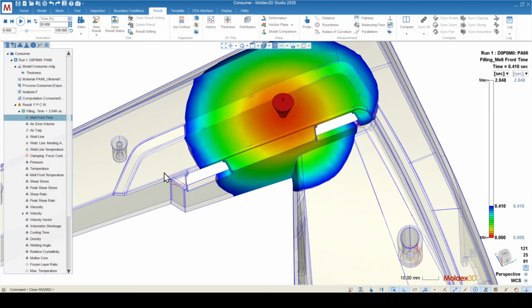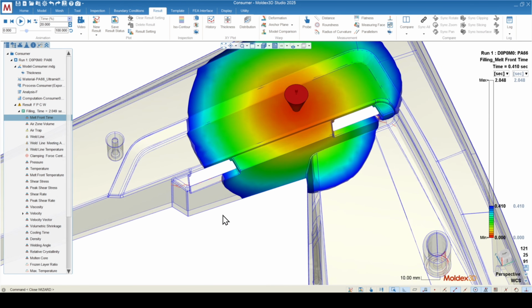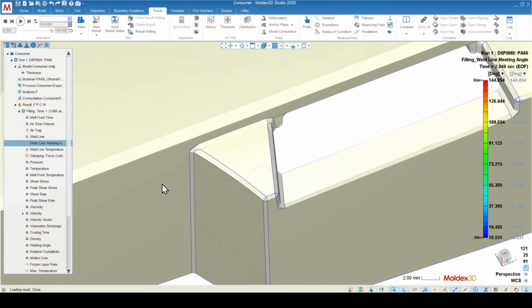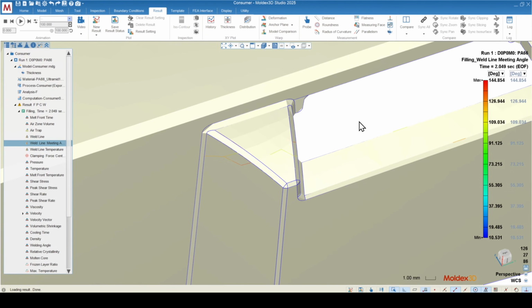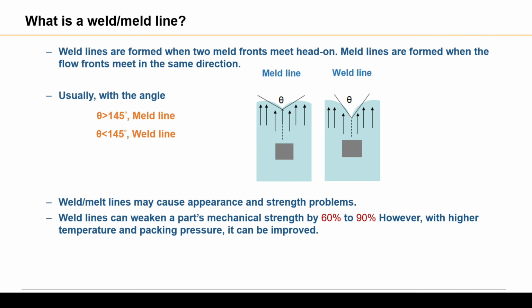In addition to visualizing the weld lines, we can also look at the relative strength and visual properties of these weld lines. I can go to the weld line meeting angle, and this will represent how the melt fronts came together. The relative strength of a weld line is going to be dependent on the ability of the polymer chains on either melt front to mix together, to physically entangle with one another. If the melt fronts just come up one to one another head on, that would be a 0-degree weld line.